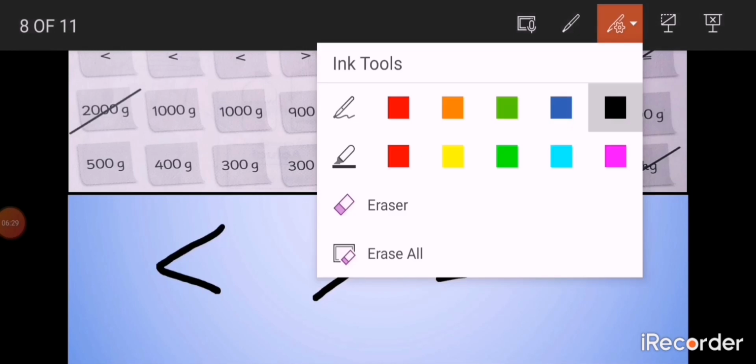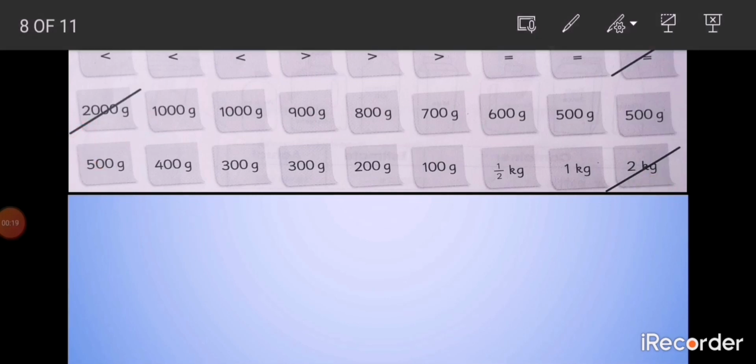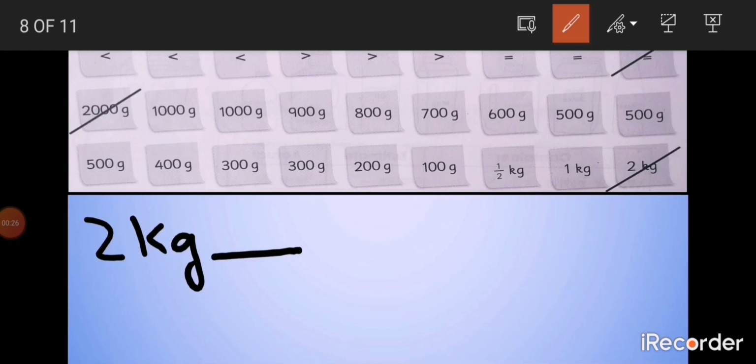Now we will start from the first number. It is done for you. Look at the first one. Here the first line, first number they have chosen 2000 gram, and the last second line, last measure they have chosen 2 kg. So I'm writing this for you: 2 kg, kilograms, dash 2000 grams.